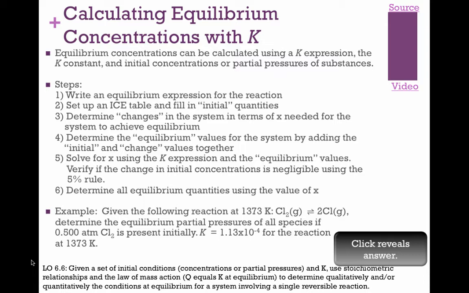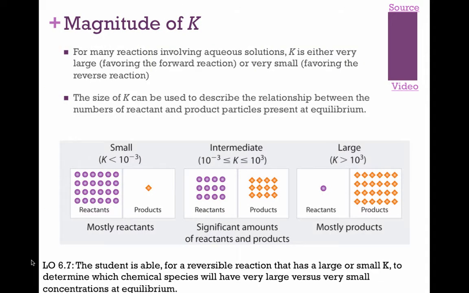Again, you can see the steps. Write the expression. Set up your ICE table. Determine the changes using X. And then you're going to have 0.1 minus X, 0.1 plus X. Still products over reactants. And then you can just solve for concentrations or solve for pressures. Okay, I'm just going to move on so we get done with stuff.